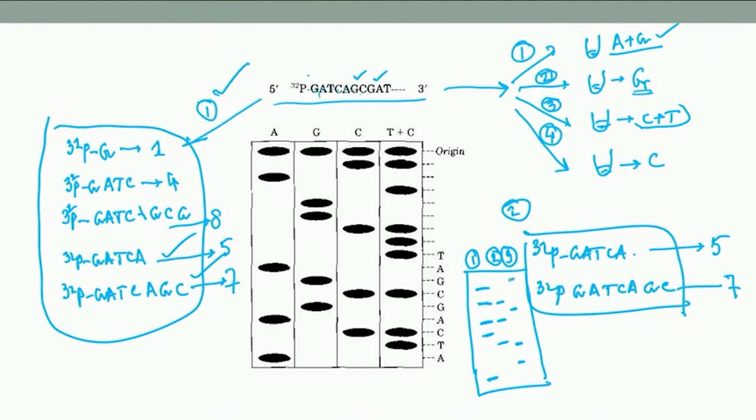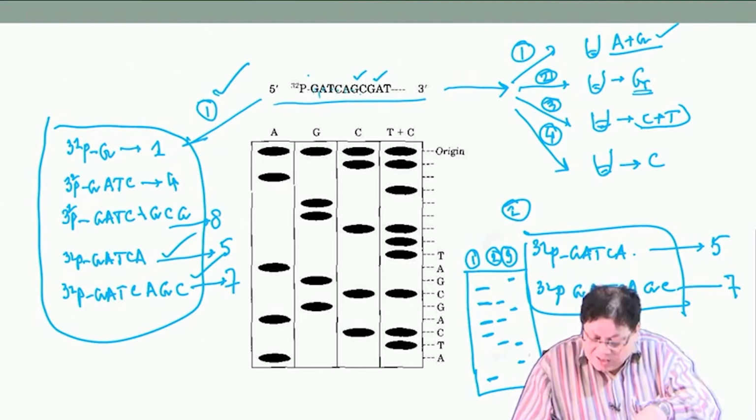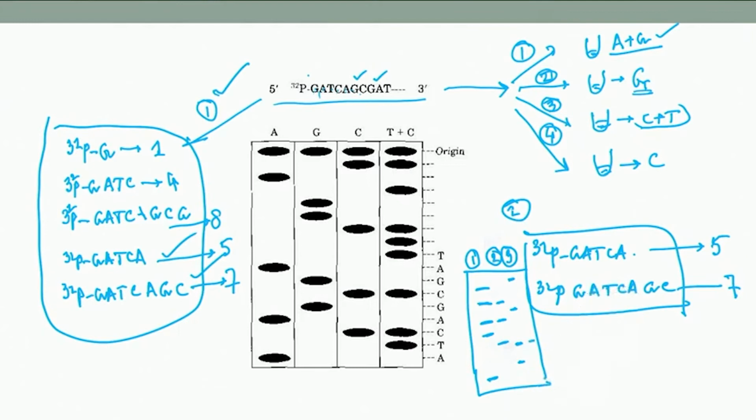So 9 here. And when you have only C, you will get only 2 bands. There are 2 C's. So 2 C's means one is this 3 you will get. So 3 is somewhere here, and you will get another C which is here. So you will get 1, 2, 3, 4, 5, 6. So 6 we have already said. Where is 6? 6 is somewhere here.